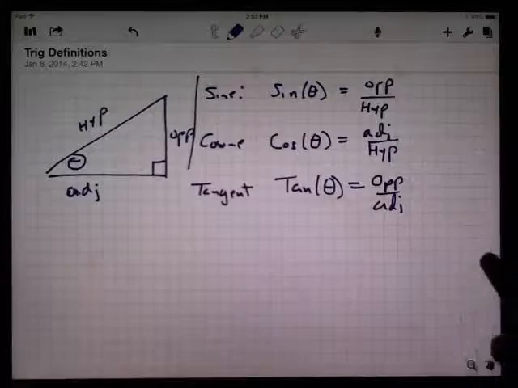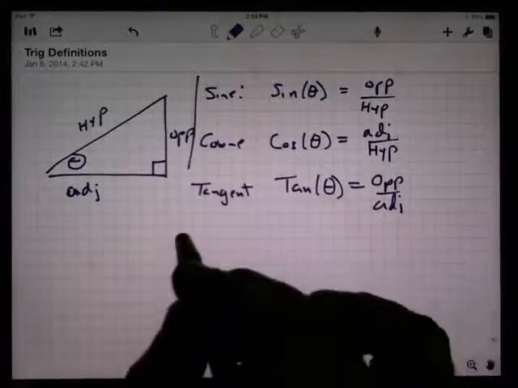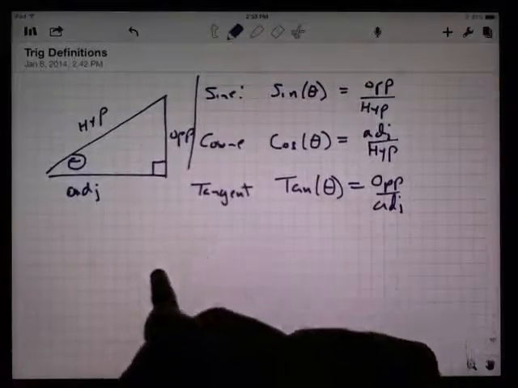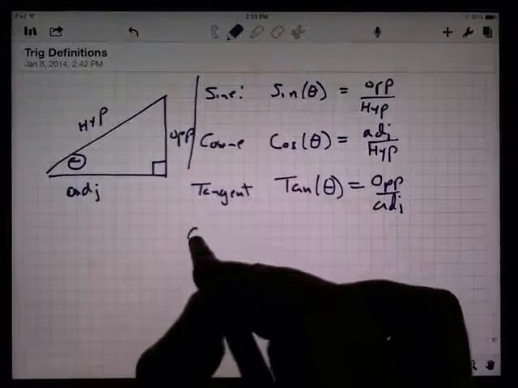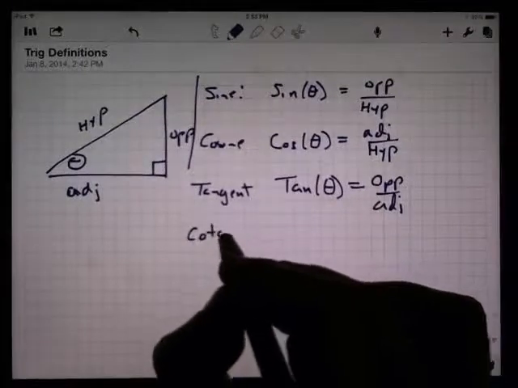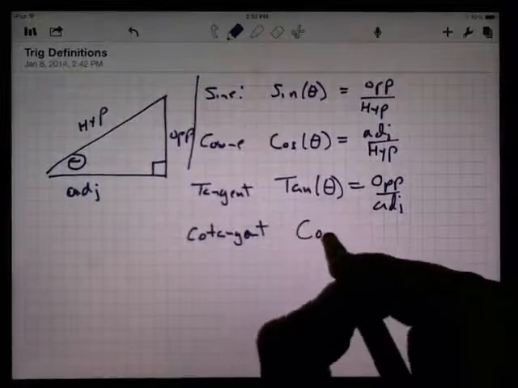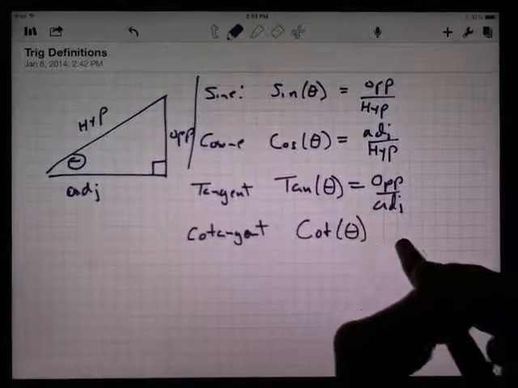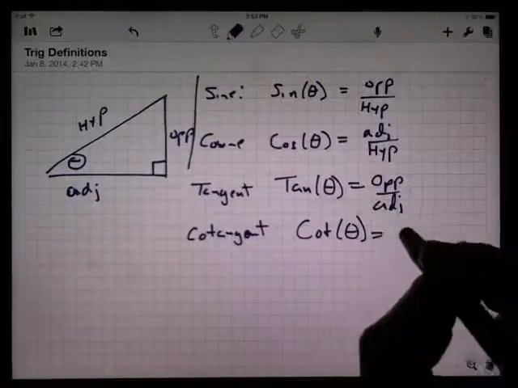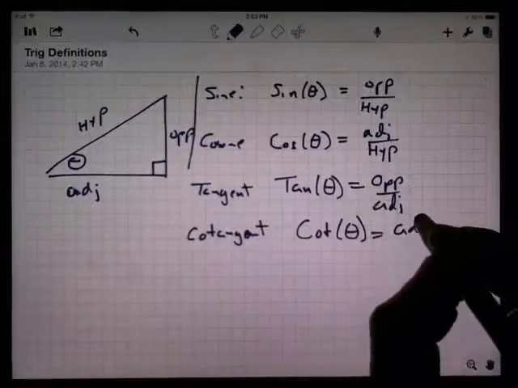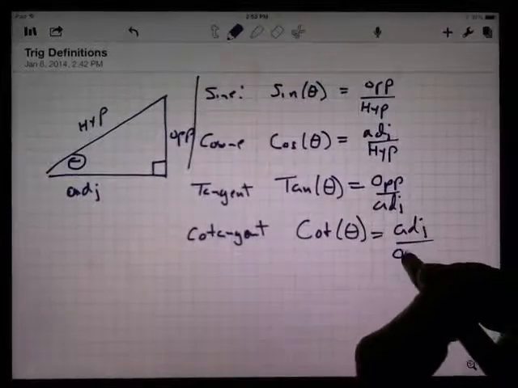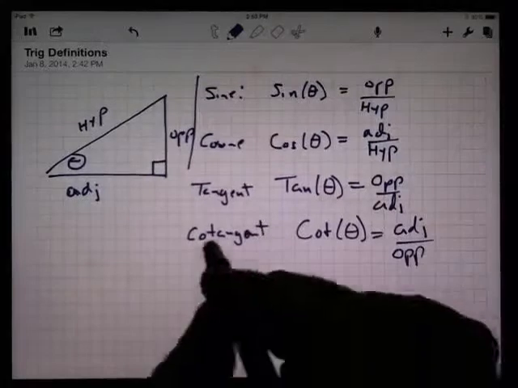I could take each of those fractions and flip them upside down, and we get the other 3 trig functions to make 6 total. The next one I'm going to write is called the cotangent. Cotangent, it's abbreviated COT. The input is the angle. The output is the reciprocal of the tangent, so the adjacent side divided by the opposite.